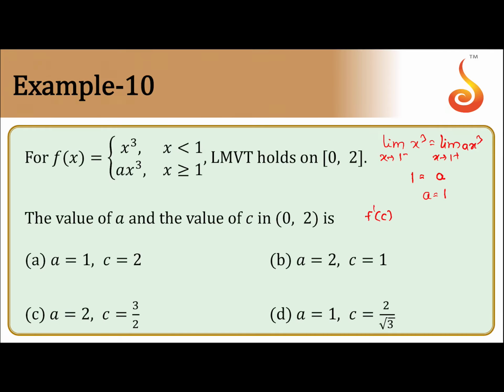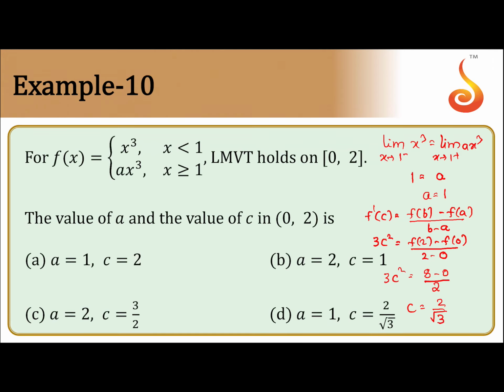f dash c is equal to f of b minus f of a by b minus a. So what is f dash c here? f dash c is 3c square, which is equal to f of b, that is f of 2, minus f of 0, by 2 minus 0. So this will give you 3c square is equal to, what is f of 2? 8. 8 minus 0 by 2, or c will be 2 by root 3.